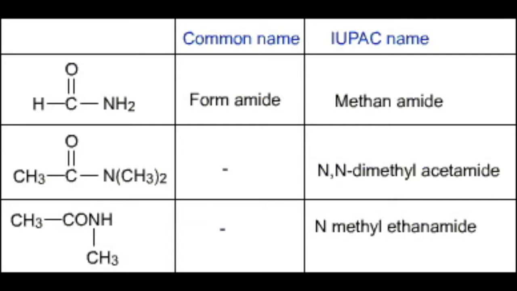When one or more alkyl groups are added to the nitrogen atom, the italicized uppercase letter N is used to point out the location of the group. In the picture, the name of the amide, N,N-dimethyl acetamide, comes from the two methyl groups that are attached to the nitrogen.